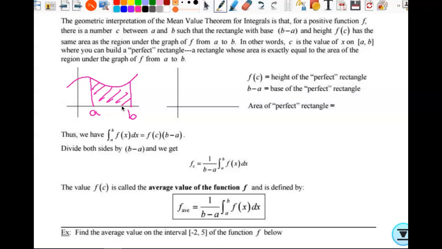I have all of these different y values in here, but I want to know what is the average of all of those infinite amount of y values. Okay, so let's redraw this over here, something similar. It doesn't have to be exact. Something like this, and we'll go from A to B.